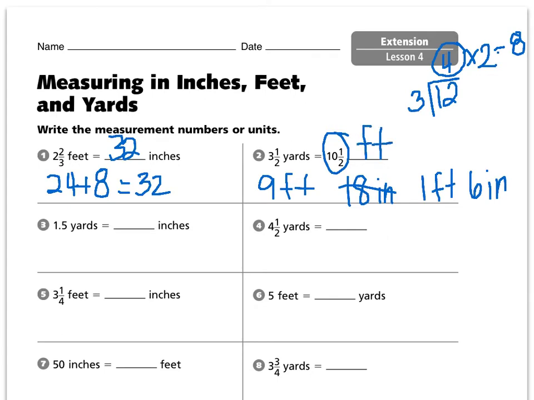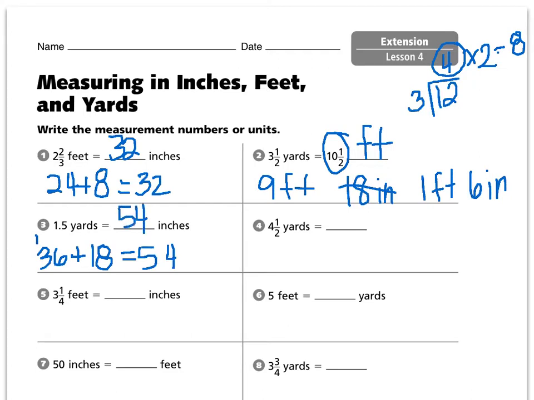For number 3, I have 1.5 yards equals blank inches. So I'm going to have 1 yard, which is going to be 36 inches, and I need to add half of a yard in inches, which is 18. 36 plus 18 is going to equal 54 inches.